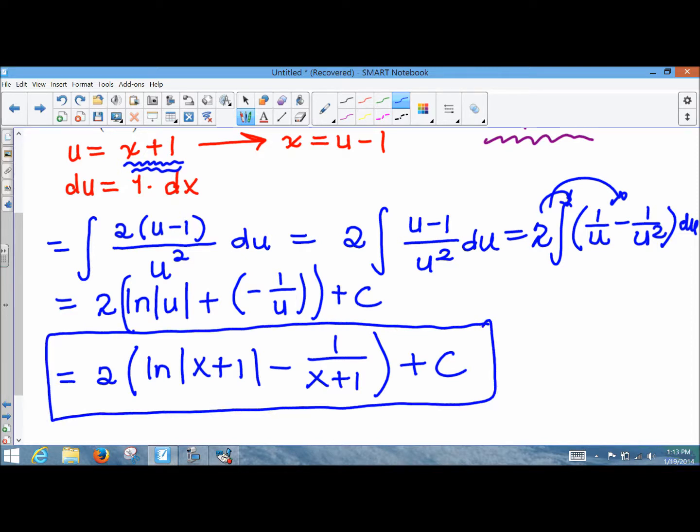And it is a pretty good example of a technique in integration called the change of variable method.